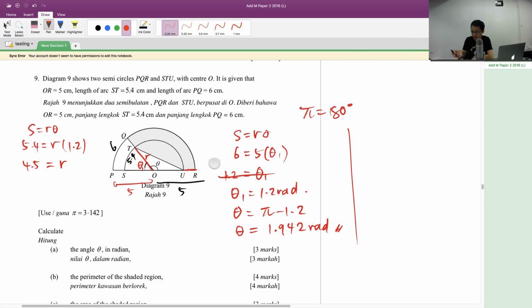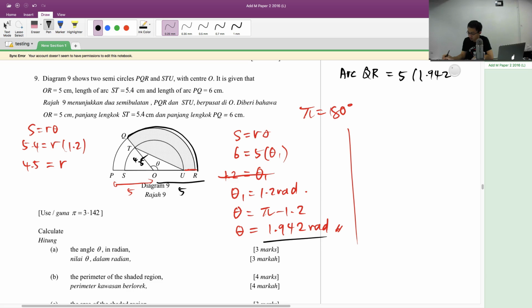Since I know my r is 4.5, I don't think I need to use these two pieces of information, so I will just save the space to write my r. Here is 4.5. Right now I need to get QR first, so I want to find the arc QR. For arc QR, s equals r theta. r is just 5, theta we already have, which is 1.942. I just use the calculator: 5 multiplied by 1.942 is 9.71.